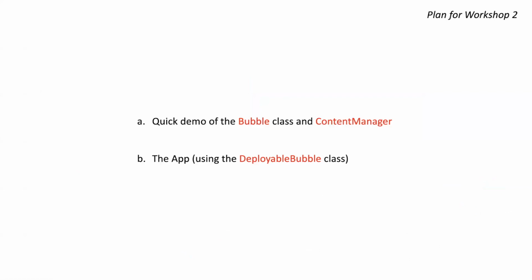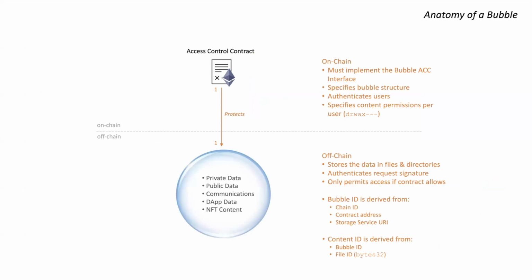So the 2 parts. Let's do a quick reminder before we begin of what a bubble is. There are 2 parts, an on-chain half and an off-chain half. The on-chain half protects the contents of the off-chain bubble by providing access permissions for each piece of data, with each file and directory within that bubble.